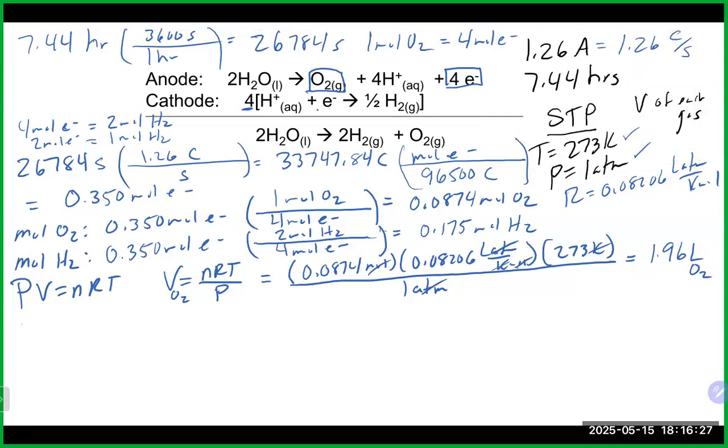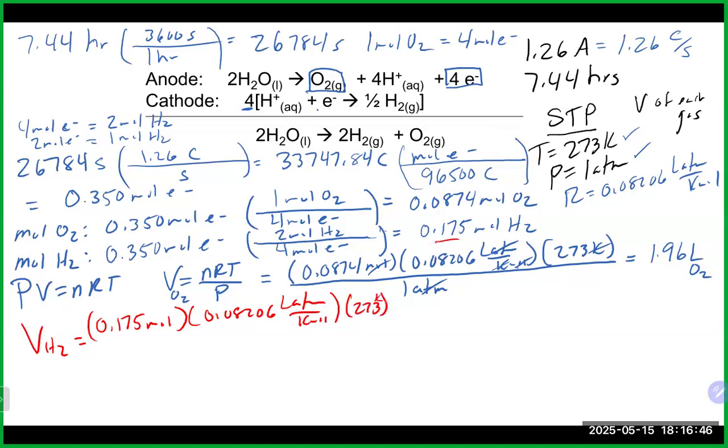We can then do pretty much the identical thing for our hydrogen. The only difference is we're going to use hydrogen's moles. Everything else in the calculation is the same. So we'll use our R and our T, Kelvin, and our P, which is 1 atmosphere in this case. And for hydrogen, that's going to collect us about 3.92 liters of hydrogen.